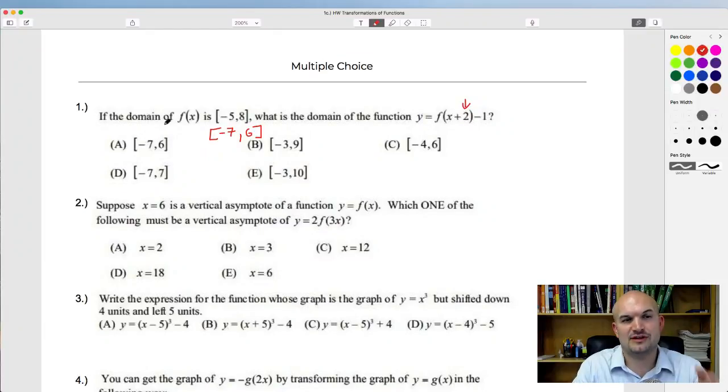Okay. So therefore, my first answer would be A. We aren't concerned with the -1 because the -1 is shifting the graph up or down. That's not affecting the domain, right? The domain is what it is, from left to right.